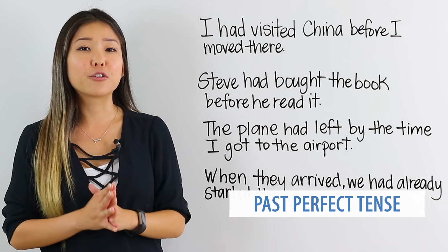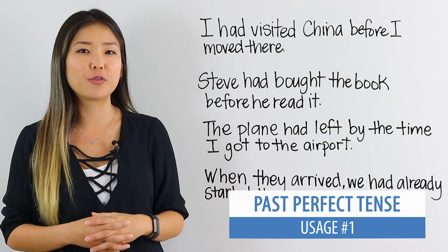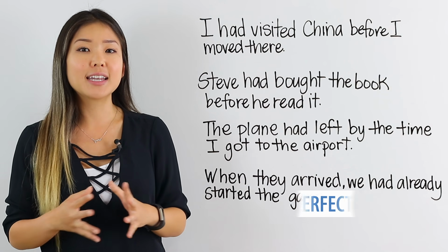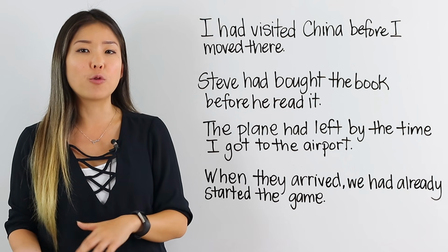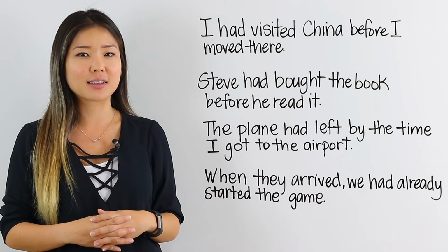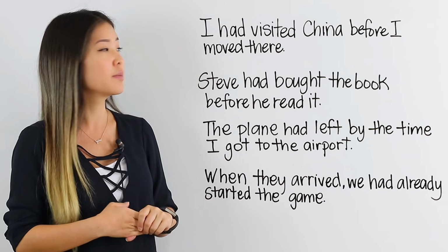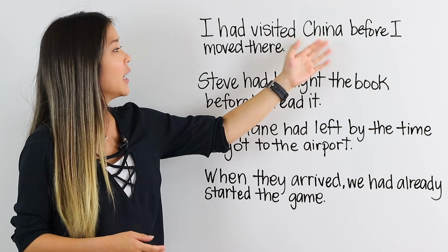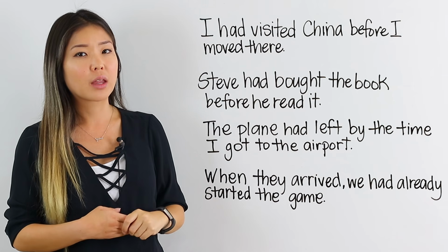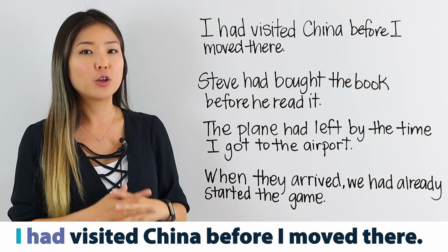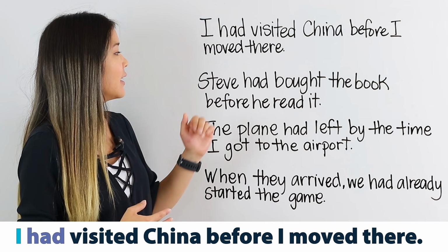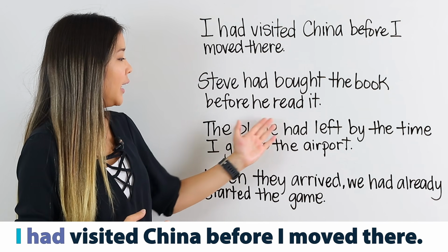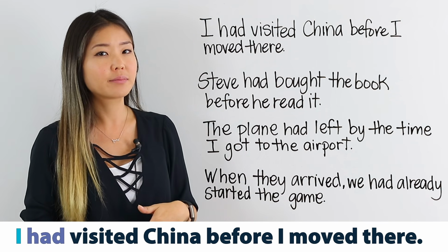Let's take a look at the first usage of the past perfect tense. This tense can be used to describe an action in the past that happened before another action in the past. Here are some examples. I had visited China before I moved there. No matter what the subject, you follow with had, so that's easy. I had, Steve had, the plane had, and we had.